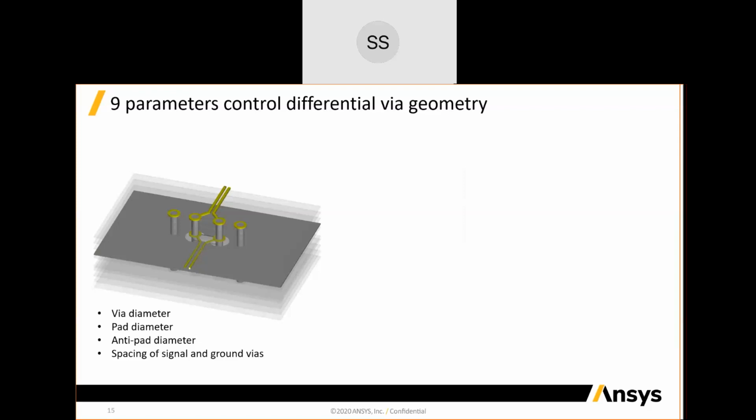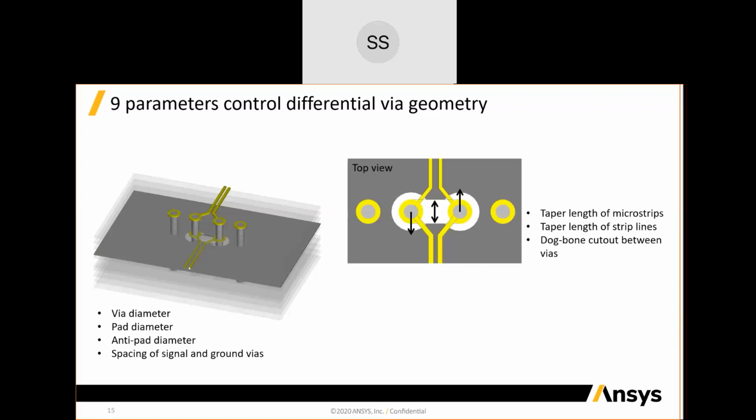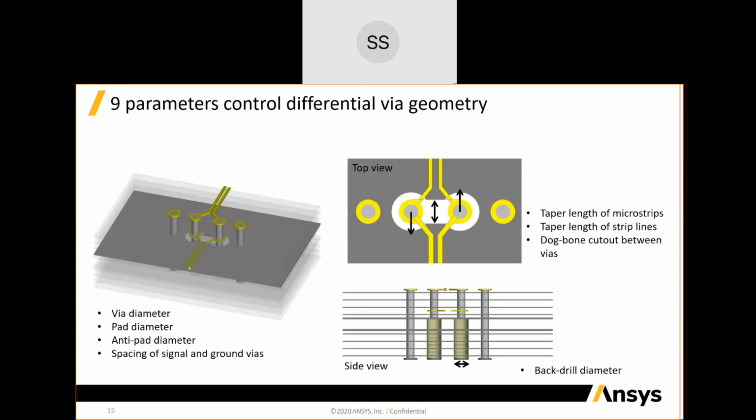The differential via that we're trying to optimize here, I have it defined with 9 parameters that control all aspects of the geometry. So via, pad, anti-pad size, the spacing between the vias. If we're looking from a top-down view, we can see that the taper length for the microstrip and the strip lines are also controlled, along with the dog bone cutout. And then on the side view, we're seeing that the radius of the back drill is also controlled with a parameter.